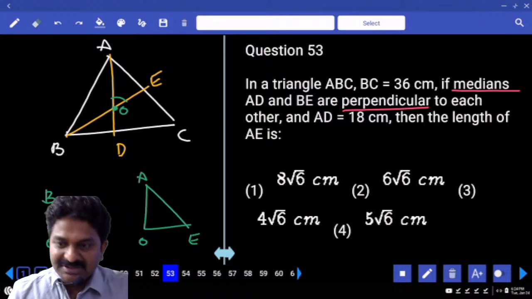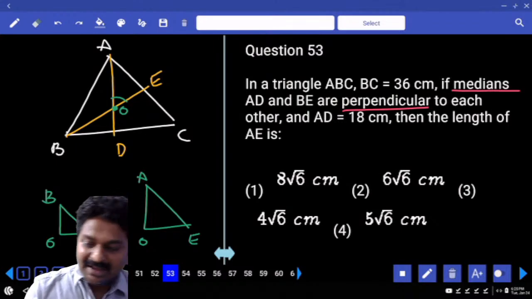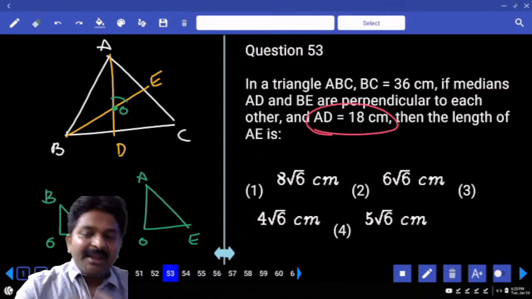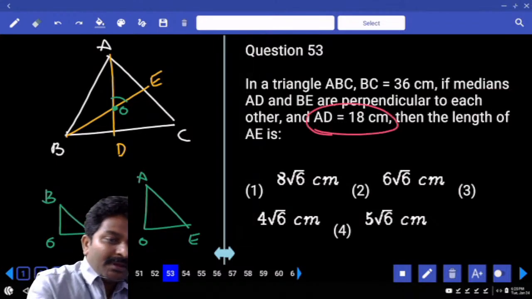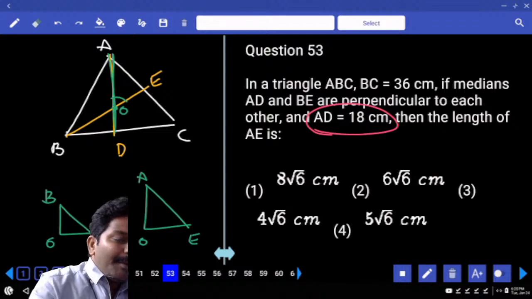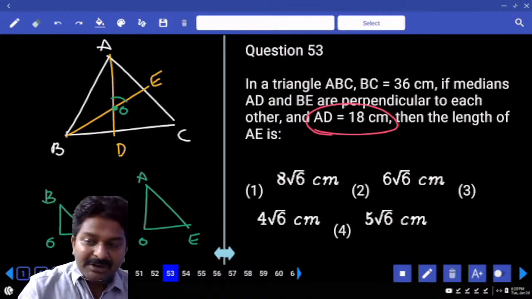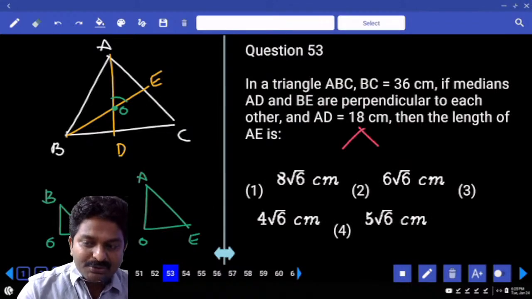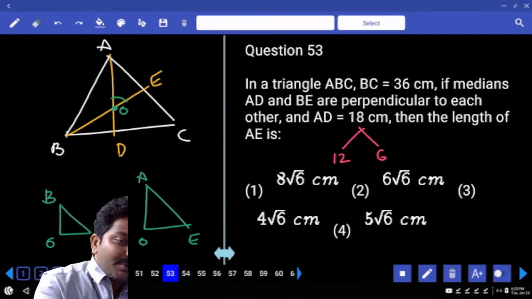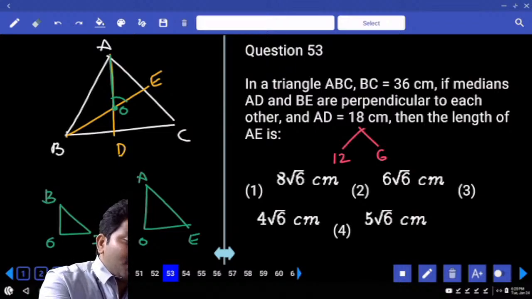Now my solution starts. AD mentioned as 18. If AD is equal to 18, AD is the median. Median divides centroid in the ratio 2:1. So if you divide 18 into 2:1 ratio, one value is 12, the other value is 6. So AO is equal to 12, OD is equal to 6. OD is 6, I am writing here.